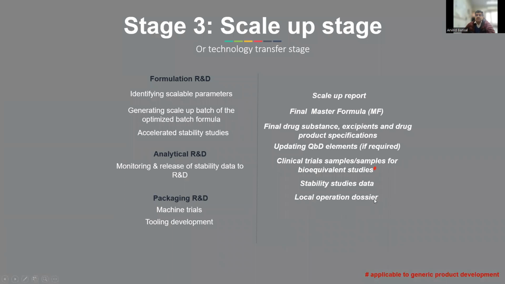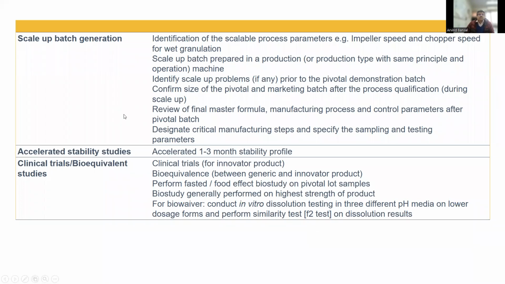Local operation dossier is prepared at the manufacturing location and contains all the documents that are necessary for the manufacturing of that product at a commercial level. The detailed activities consist of scale-up batch generation, wherein there is identification of the scalable process parameters. For example, impeller speed and chopper speed in the case of wet granulation. Scale-up batch is prepared in a production machine.